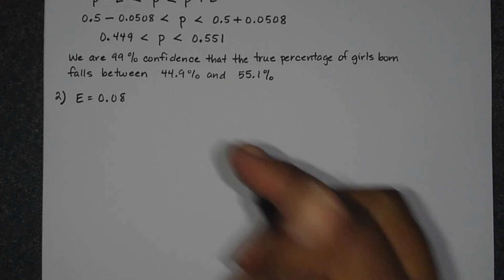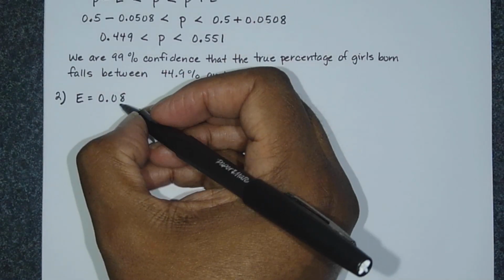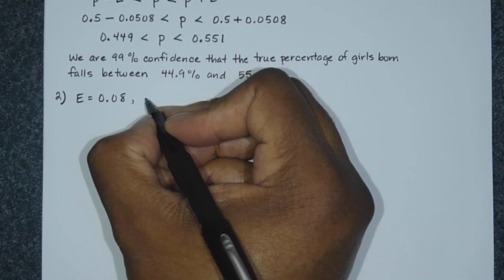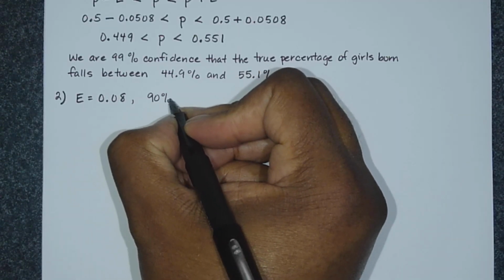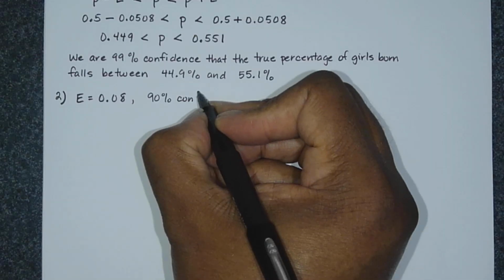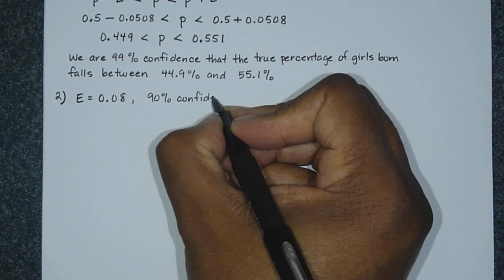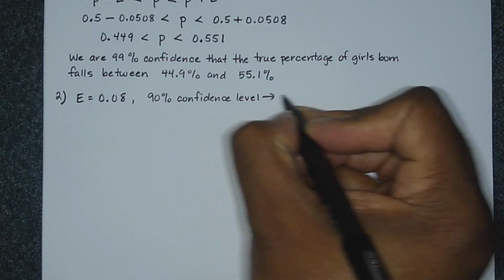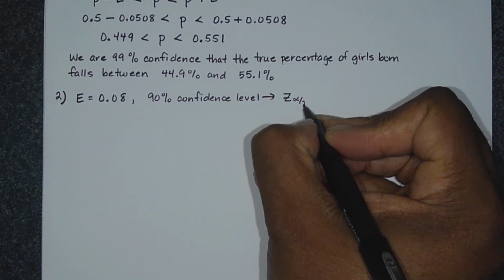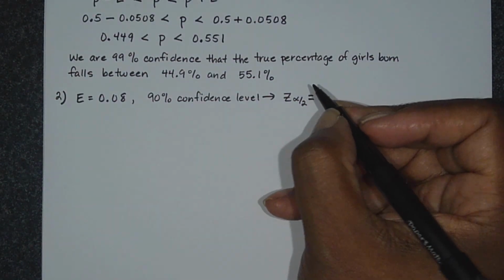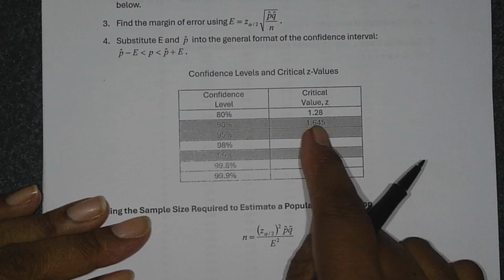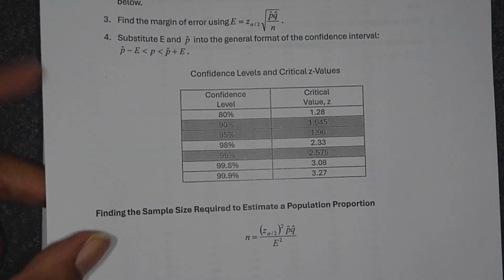And we're going to be using a 90% confidence level. So we need our critical Z value for that. So we need to know what Z of alpha over 2 is going to be from that table. 90% means our critical Z value will have to be what? 1.645.